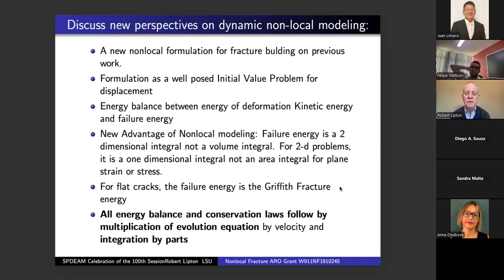Interestingly enough, the failure energy for a flat crack gives you back the classic Griffith fracture energy, which is critical energy release rate multiplied by the length of the crack. And what's very nice about all of this is you don't have to try too hard to understand where the energy of fracture goes. Everything that I'll talk about today, energy balance and all the conservation laws follow, as you would expect, by multiplication of the equation F equals ma by the velocity and integration by parts over the domain.